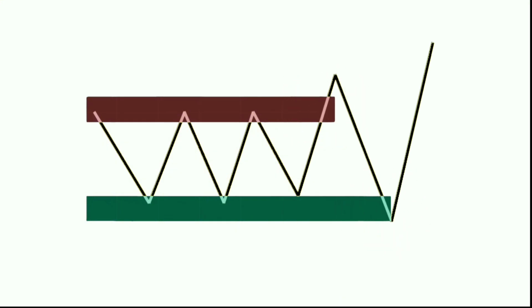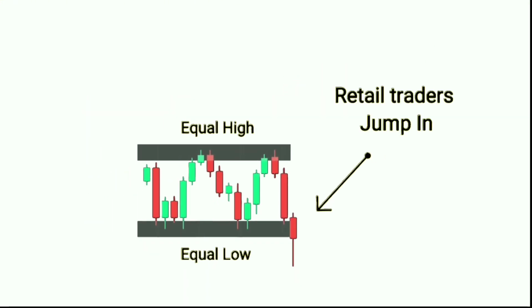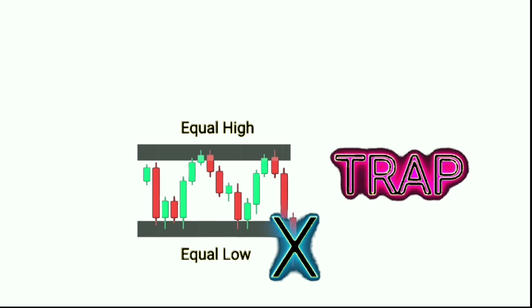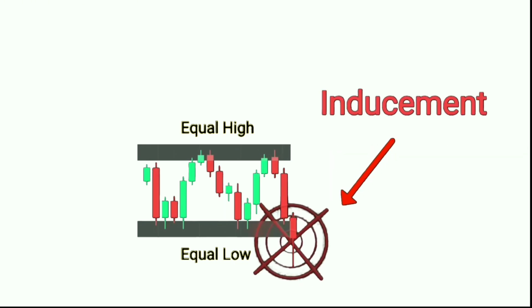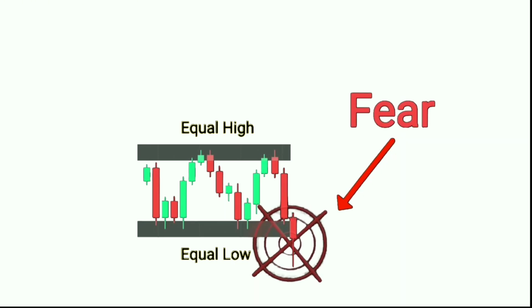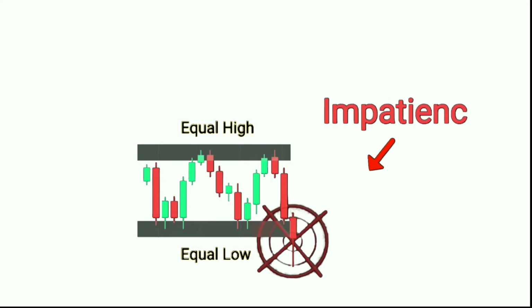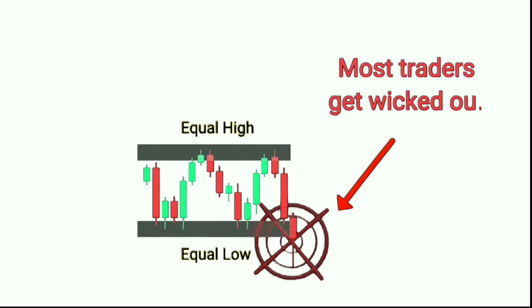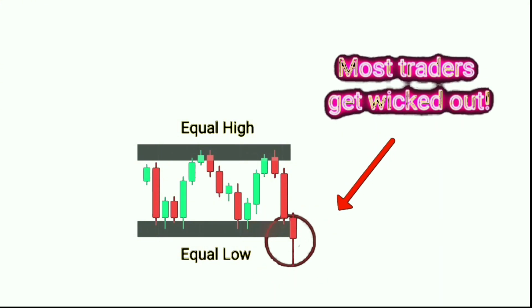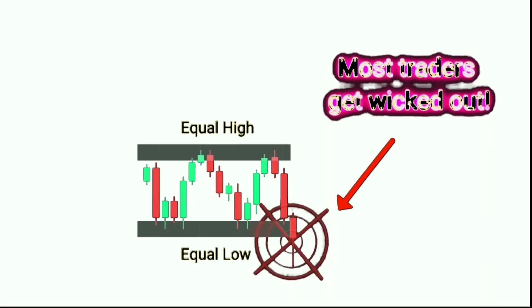Step number 2, inducement. Now price makes a fake move. It'll push above a high or below a low to bait early entries. Retail traders jump in, but smart money, they're setting the trap. They induce emotional trades, entries based on fear, FOMO, or impatience. This is where most traders enter and get wicked out, but not us. We wait patiently.